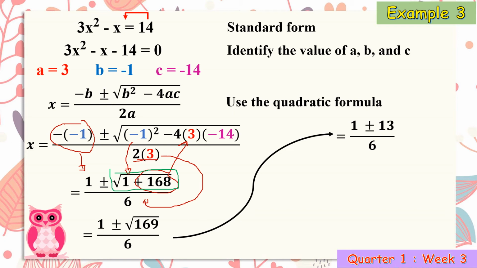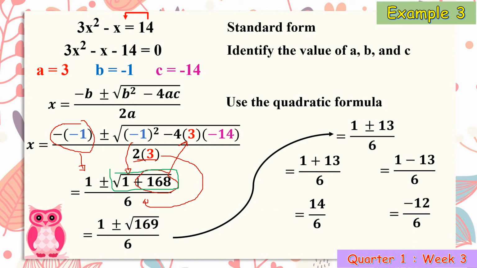So we got here the first one as 1 plus √13 all over 6, and the other one will be 1 minus √13 all over 6. So let's simplify the first one. 1 plus 13 will give us 14, divided by 6. Since 14 cannot be divided exactly by 6, we'll simply simplify our expression by getting the greatest common factor of 14 and 6.